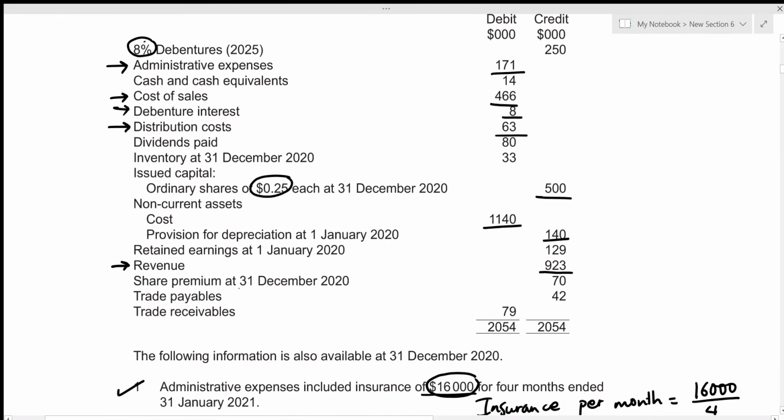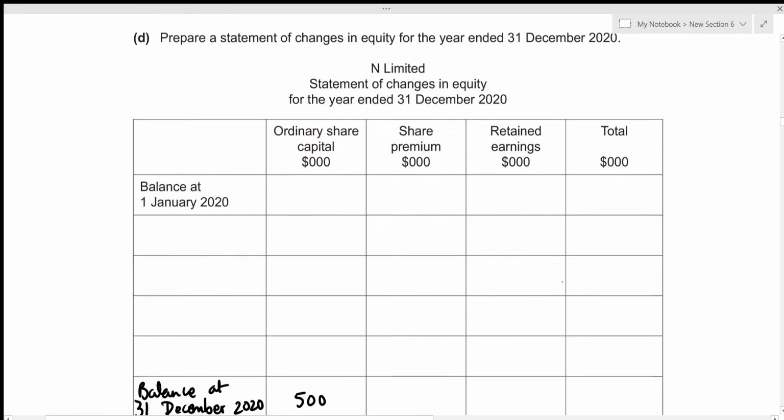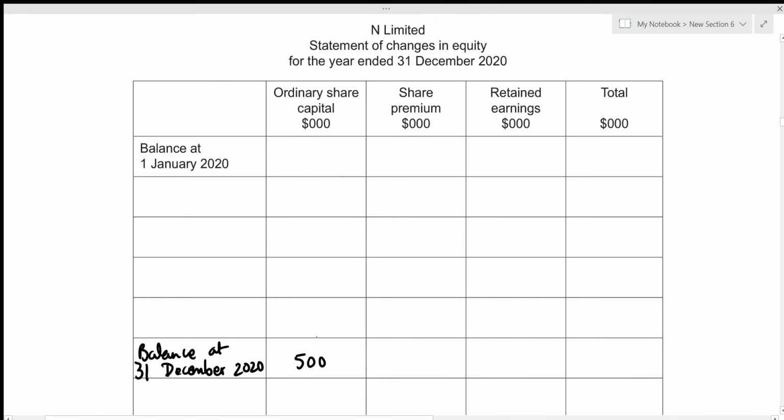So share premium is also given at the date of 31st December 2020 and it has a value of 70,000. But retained earnings is given at the date 1st January 2020 and it has a value 129. Let's first write these values in the statement of changes in equity. So the share premium had the balance of 70,000 at the end date and retained earnings had the balance 129 at the beginning date.